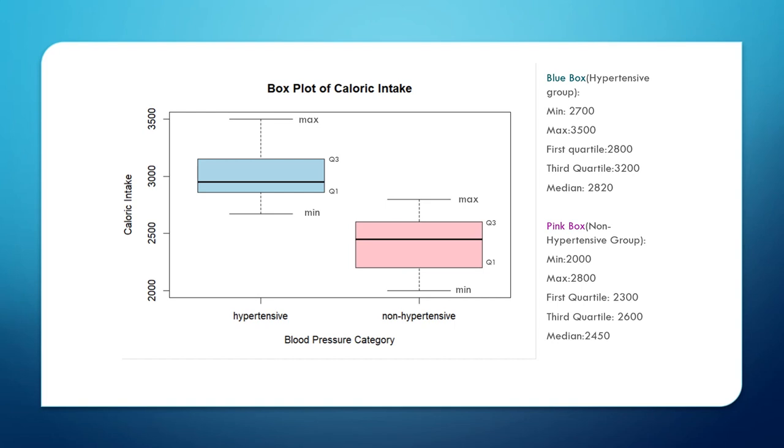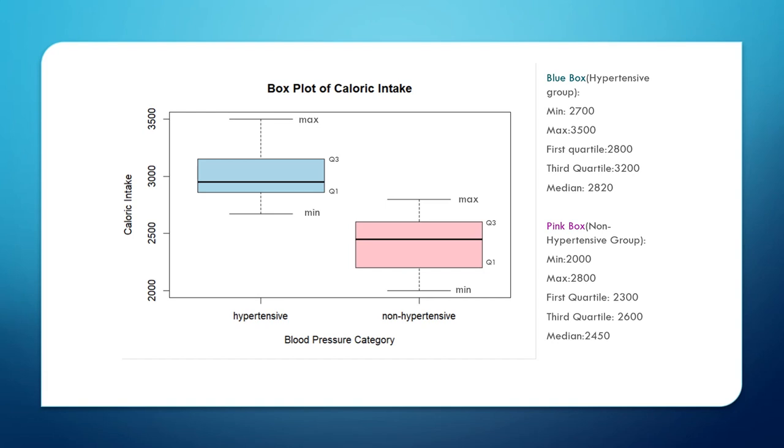In the hypertensive group, the minimum calorie intake is 2700, maximum calorie intake is 3500. The first quartile is 2800, third quartile is 3200, and the median, which is the dark line in the box, is 2820. There is 25% of data between minimum and Q1, and there is 25% data above Q3. Between Q1 and Q3, there is 50% of data.